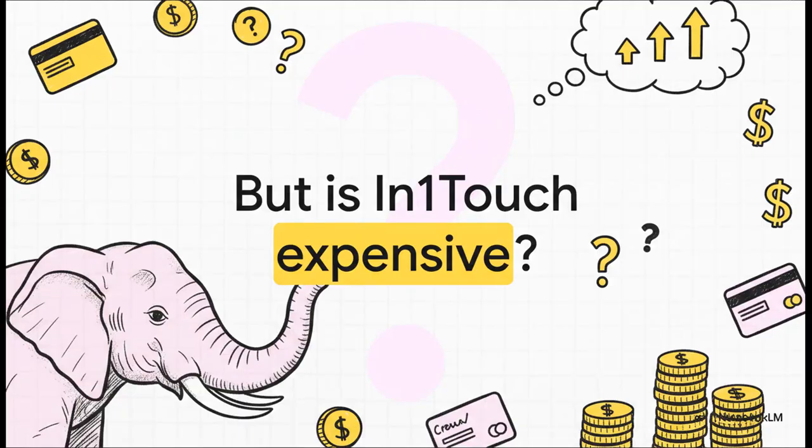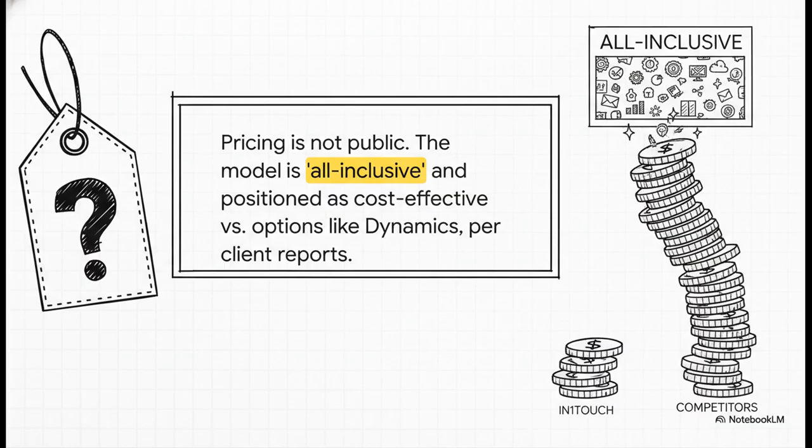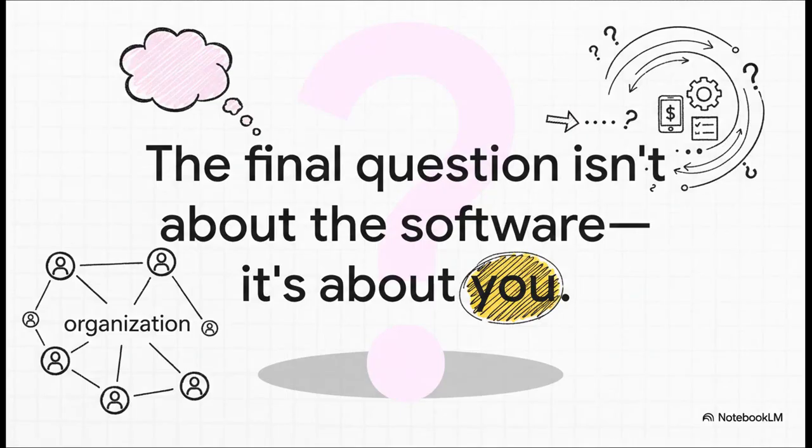Of course, there's always the elephant in the room, right? With all this power and all this customization, what's it going to cost? The short answer is they don't publish their prices, but they describe their model as all-inclusive, with the goal of being cost-effective over the long haul. And we do have one clue. A client mentioned that they went with In1Touch specifically because a huge platform like Dynamics was just incredibly expensive for them. And that brings us to the end of the road.